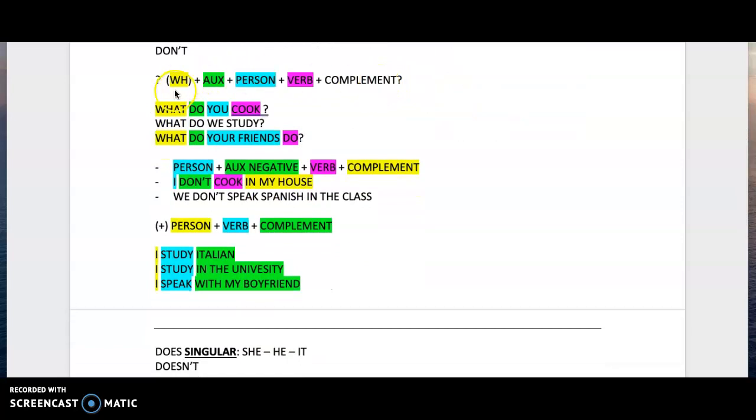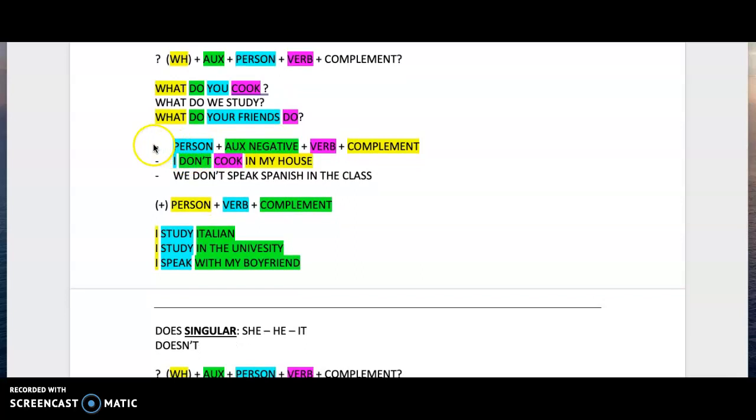For example, what do you cook? What do you cook? Very good. Or what do we study? What do we study, guys? Yes, we study English. Okay. What do your friends do? What do your friends do? So remember that this is plural because we are talking about friends. Okay? Friends. Very good. Now we continue with the negative sentence.